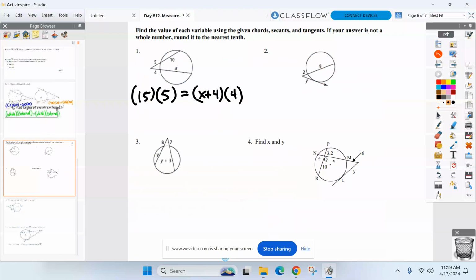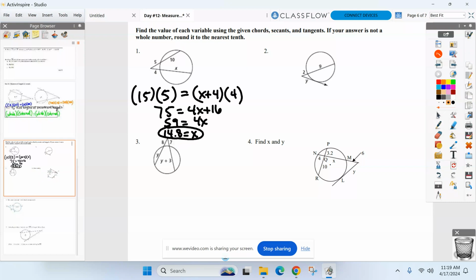If you didn't take notice, look at the directions up top. It does say round to the nearest tenth, please. The answer is 14.8. All good?